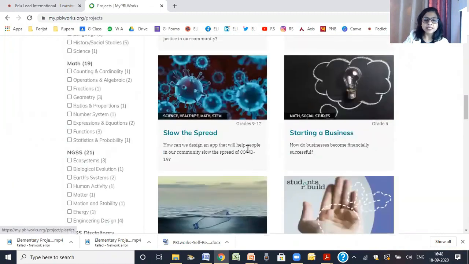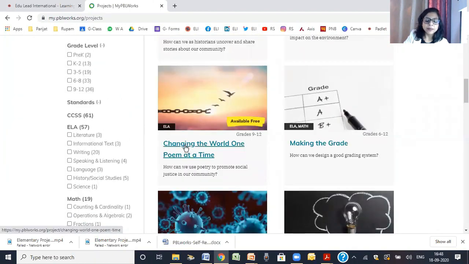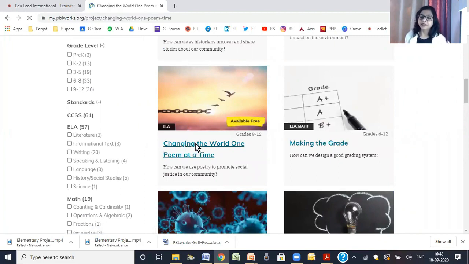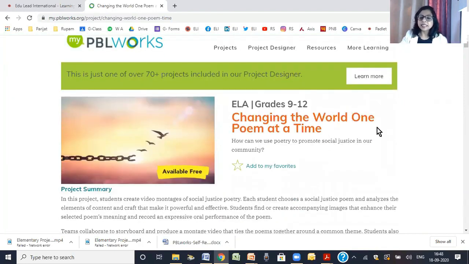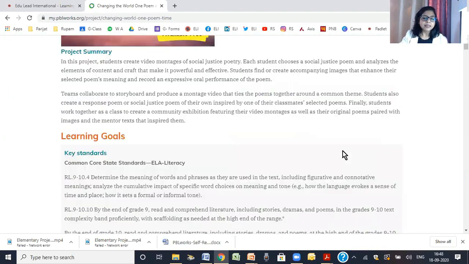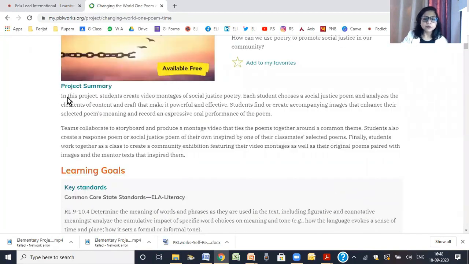Now if I just take you through any one of these, let's say the first one here, you can see how much in detail the project has been planned, and this is what is expected from us also. This is for language, grades 9 to 12, okay? First of all, what's the project summary? What is it that you're expecting? I'll do it very quickly.